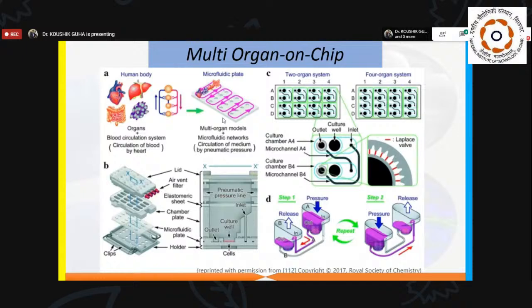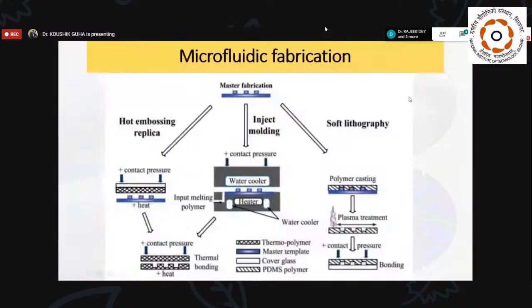Now, microfluidic fabrication. These are some fabrication techniques. I think this is more pertinent to the mechanical domain. For fabricating a microfluidic device, there are three main techniques: hot embossing, injection molding, and soft lithography. Soft lithography means using polymer, so you can take the help of polymer material to make this type of lab-on-chip device. A polymer device can be made of PDMS. PDMS is a very, very biocompatible material, which is why most people use PDMS-type materials for their devices.